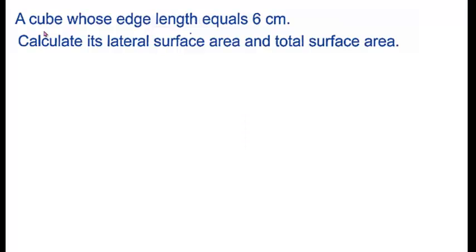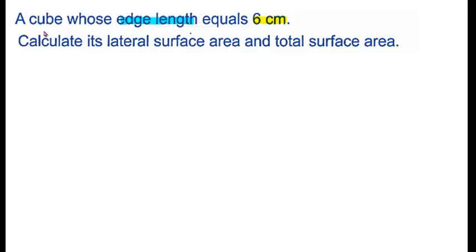The first example is, I have a cube with edge length equal to 6 centimeters. We said that a cube, all its faces are in the form of a square. So as a result, all my edge lengths are equal, and each one of them now will be equal to 6 centimeters. We want to calculate the lateral surface area and the total surface area.